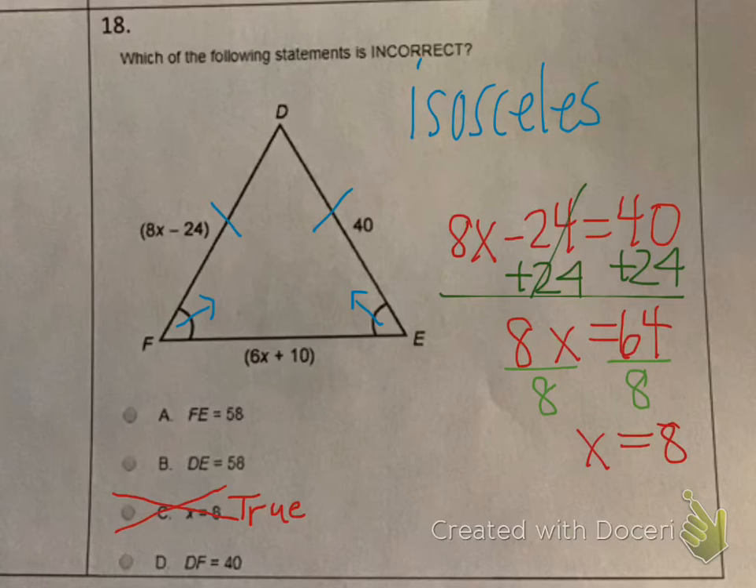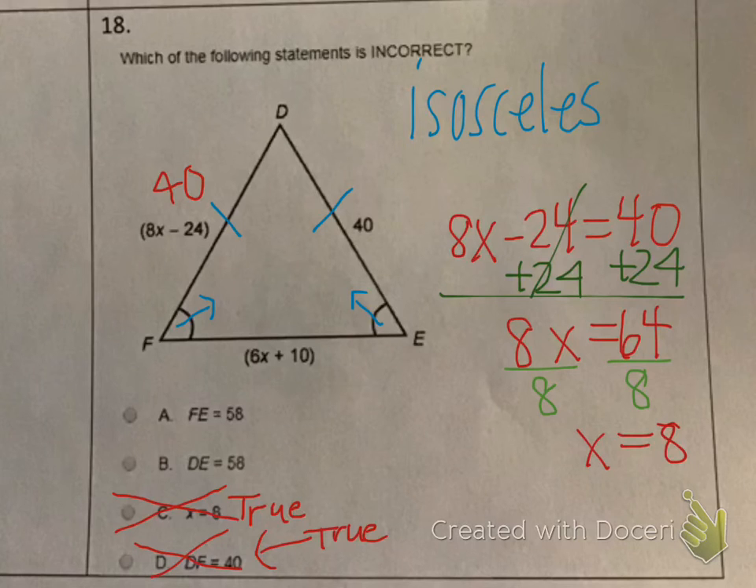If I look at my other choices, they also name DF, answer choice D. They say that's also 40. And we already identified that DE and DF are exactly the same. So I agree, this is also true. So we're going to cross that out because both side lengths, DE and DF, are 40. So let's take a look.